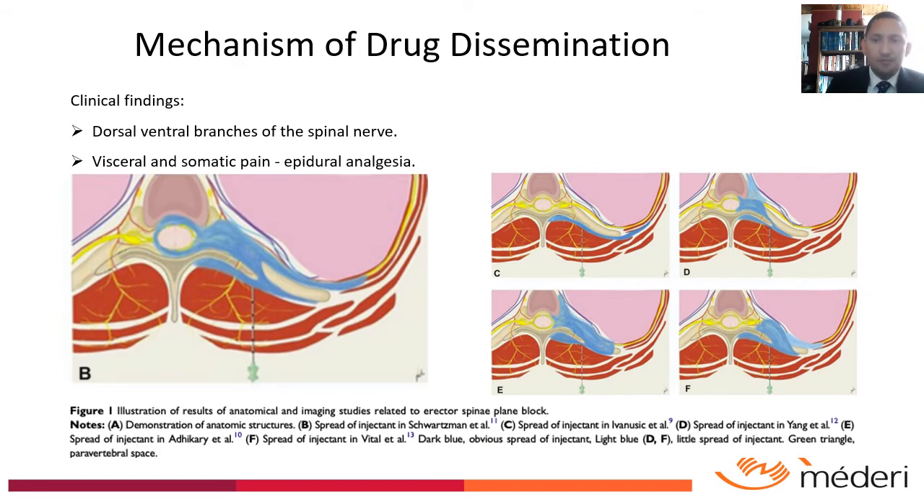We found that dorsal and ventral branches of the spinal nerve can be reached by this anesthesia. Also, visceral and somatic pain can be reached by this anesthesia. In this figure, we demonstrate these anatomic structures. In B, you can see how the injectate spreads in the study of Schwartzmann. In the C image, you can see how the injection is spread in this study, that is in Ivanovsky et al., and so on with the three more images.